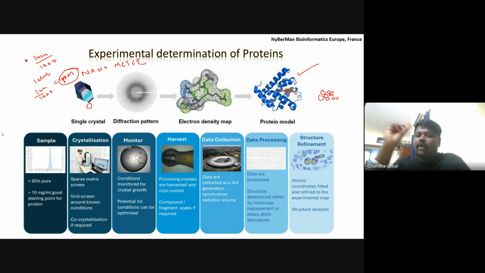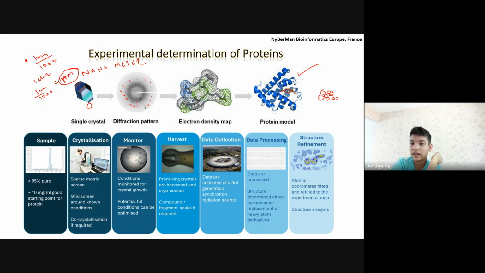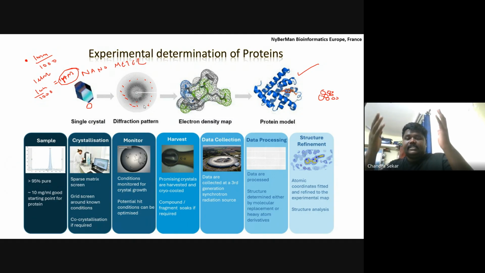Okay. Then what will scientists do? They will bombard electrons, or they will bombard X-rays over it, and they will get a lot of diffraction patterns. Have you seen X-ray images at any time? Like how X-rays pass through the body and show which is opaque. Same way, a kind of that, but it's not exactly like that. It's X-ray crystallography. I'll share the slides. You can go through the slides one by one.